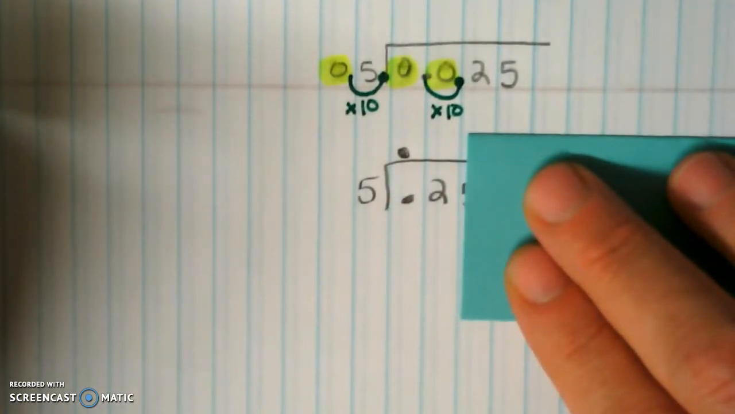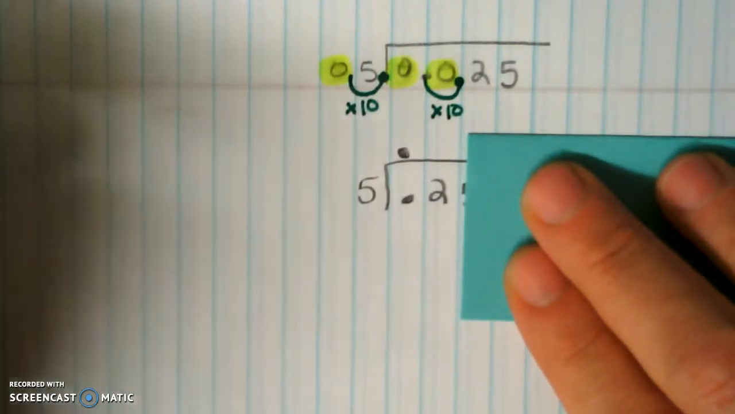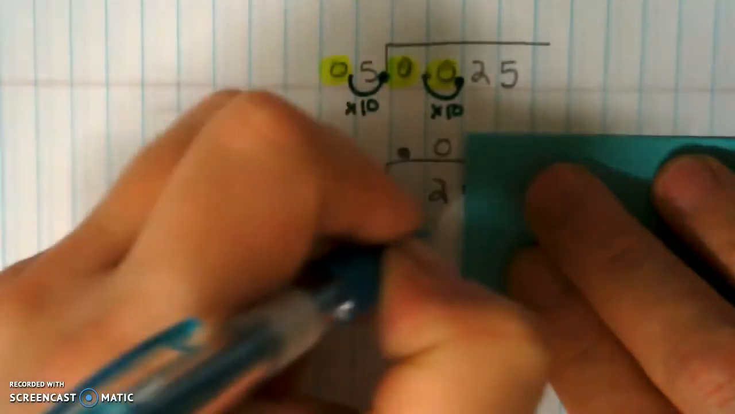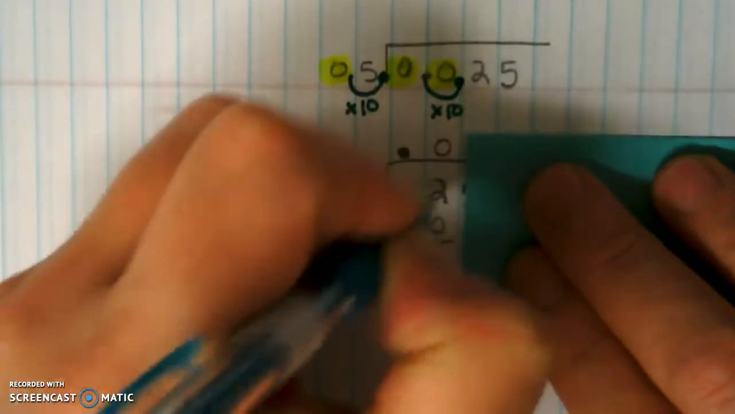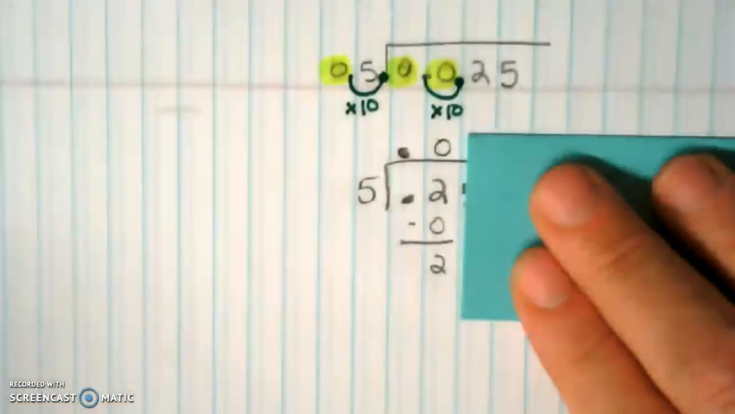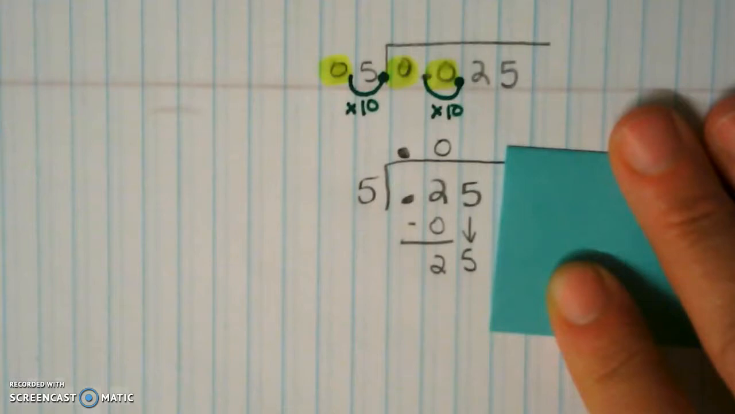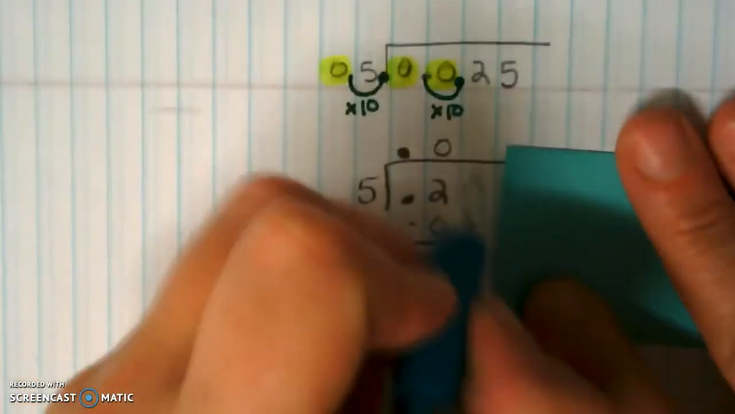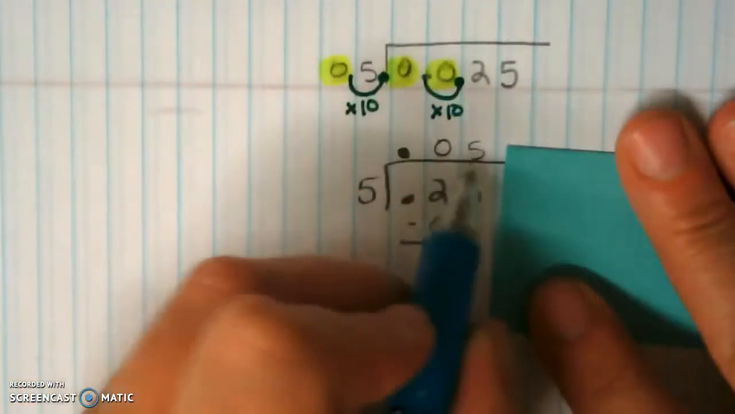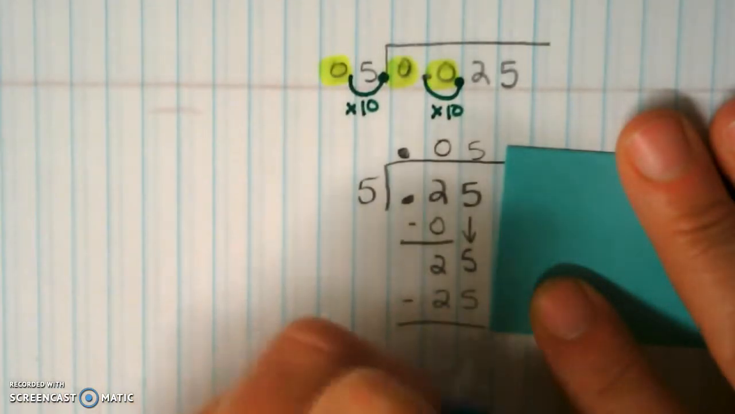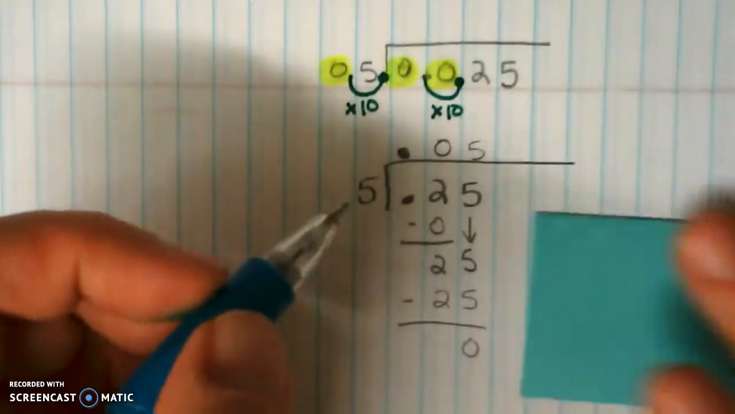So now let's get started. If I have 2, I can't take away 5. I don't have enough. I can do that 0 times. 0 times 5 is 0, and 2 minus 0 is 2. So now I'm going to go ahead and drag down that 5. And now my question is, how many times can I take 5 away from 25? Well, the answer to that is 5. 5 times 5 is 25. 25 minus 25 is 0.